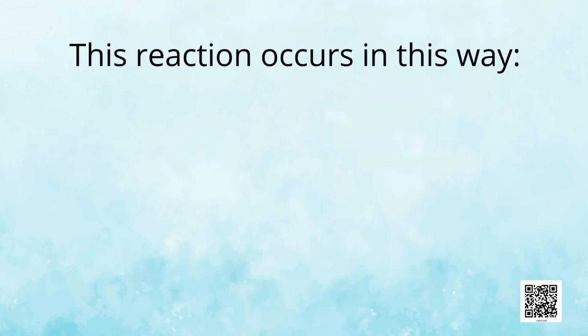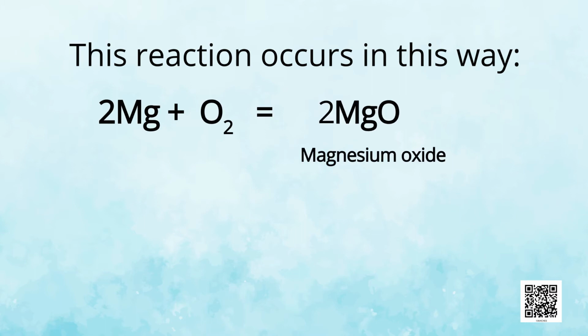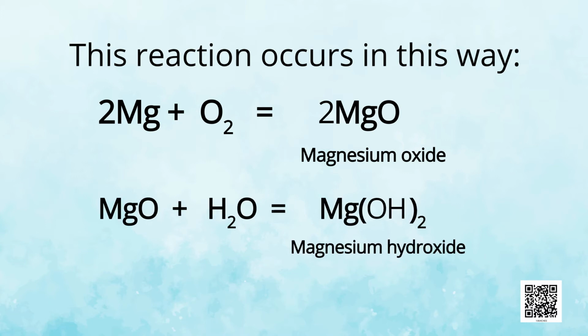This reaction occurs in this way. Magnesium plus oxygen gives magnesium oxide, that is 2MgO. This magnesium oxide, MgO, plus water, H2O, gives Mg(OH)2, magnesium hydroxide.